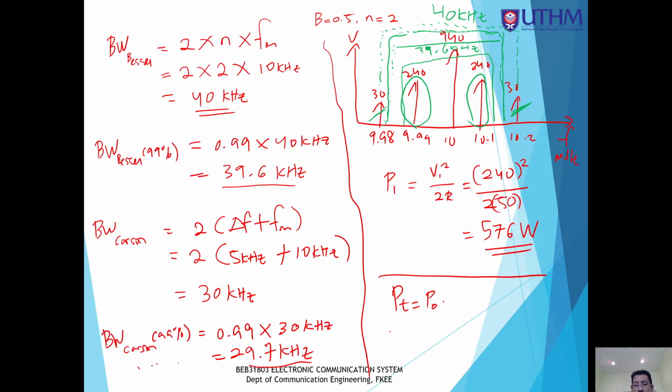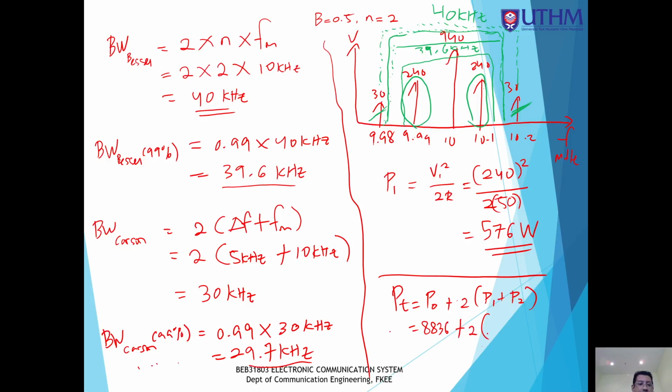So P0 plus 2 times P1 plus P2. This is actually equal to, 940 squared divided by 100. So you get 8836, plus 2 times P1.